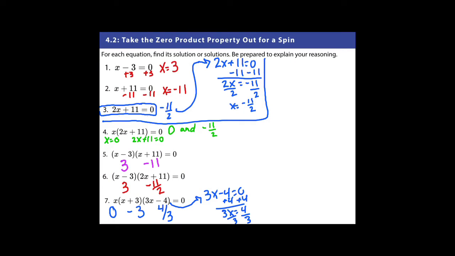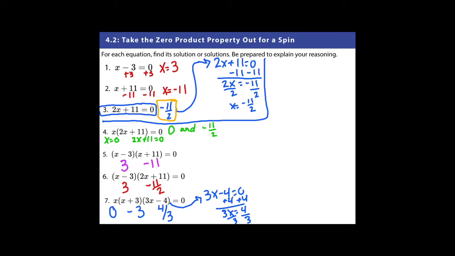Here is example 2. Find the solution or solutions. So number 1, x minus 3 equals 0. So if you add a 3 to both sides, you get x equal to 3. Number 2, you would subtract 11 on both sides and get negative 11. Number 3, 2x plus 11 equals 0. So if you work this one out, you would subtract 11 from both sides and then divide by 2, and that will give you negative 11 over 2, and don't worry about reducing that into a decimal.